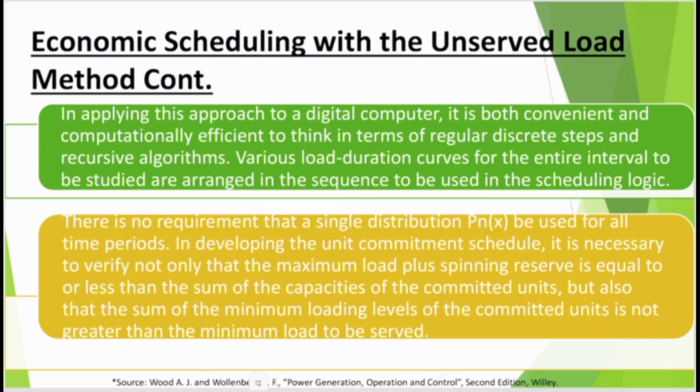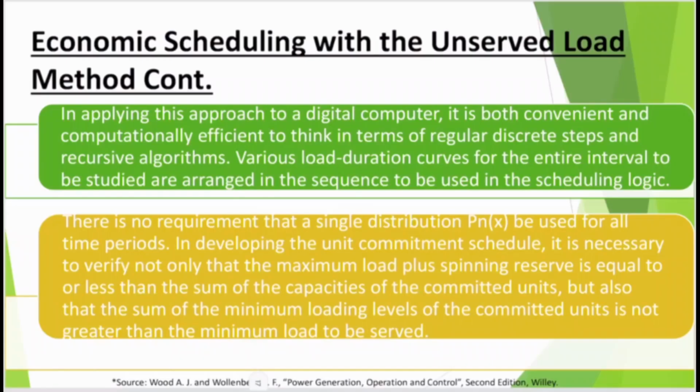In developing the unit commitment schedule, it is necessary to verify not only that the maximum load plus spinning reserve, I hope you all understand what is spinning reserve. Spinning reserve means the additional amount of power needed to be made available in the system even during the failure of the largest unit in the network available to me. So if there are 10 units and the largest generating unit fails, you are still able to manage. That means you have taken care of spinning reserve. Otherwise, any outage will lead to loss of load. Most of the areas will be dark.